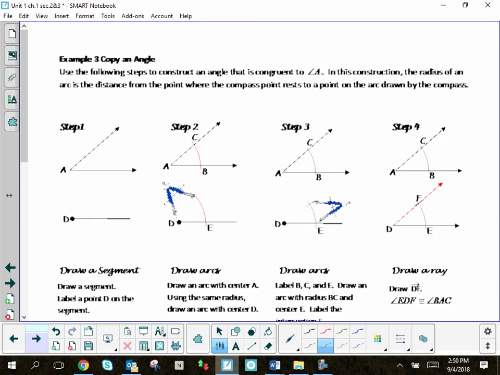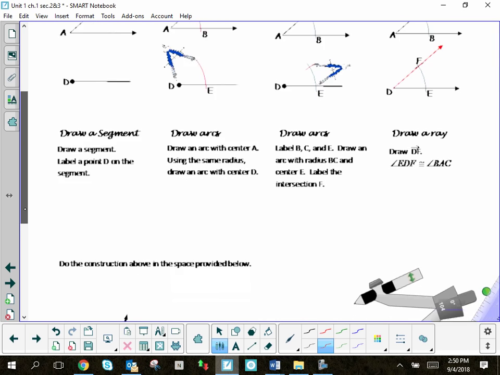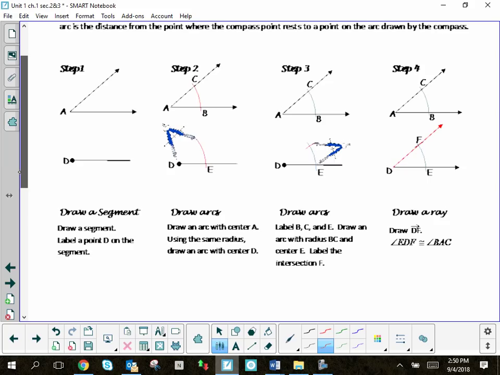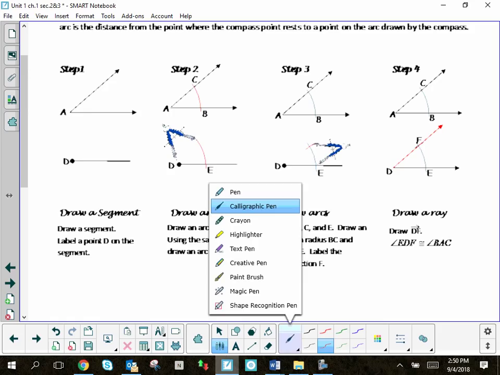Okay, so let's talk about constructing an angle. How do we construct congruent angles? So we'll need our protractor, our compass and our straight edge. And so here are the 4 steps on how to copy an angle.